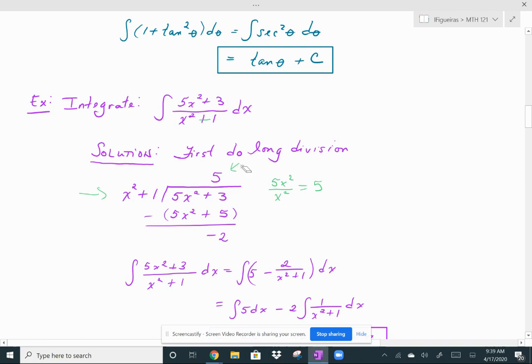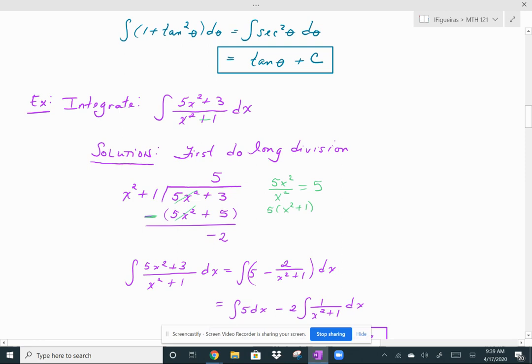And then the 5 gets multiplied by the divisor, so you take the 5 and multiply it by x squared plus 1, and that's the result that you see here. And then the top line and the bottom line, these two here, get subtracted. When you subtract, you have to distribute that negative across. So the 5x squareds cancel, and 3 minus 5 gives us negative 2. Negative 2 is the remainder.